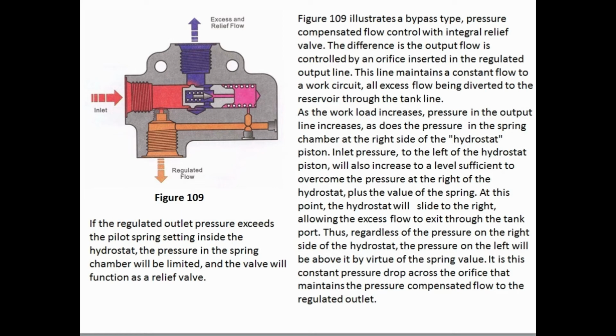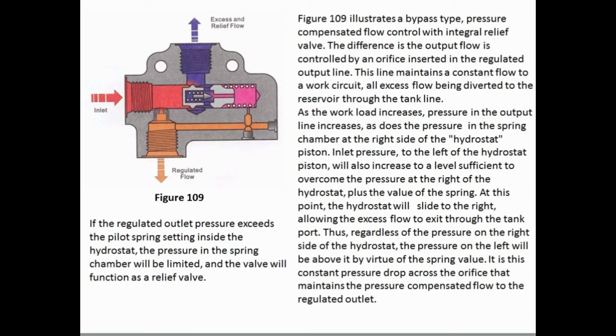Inlet pressure to the left of the hydrostat piston will also increase to a level sufficient to overcome the pressure at the right of the hydrostat, plus the value of the spring. At this point, the hydrostat will slide to the right, allowing the excess flow to exit through the tank port. Thus, regardless of the pressure on the right side of the hydrostat, the pressure on the left will be above it by virtue of the spring value. It is this constant pressure drop across the orifice that maintains the pressure compensated flow to the regulated outlet.